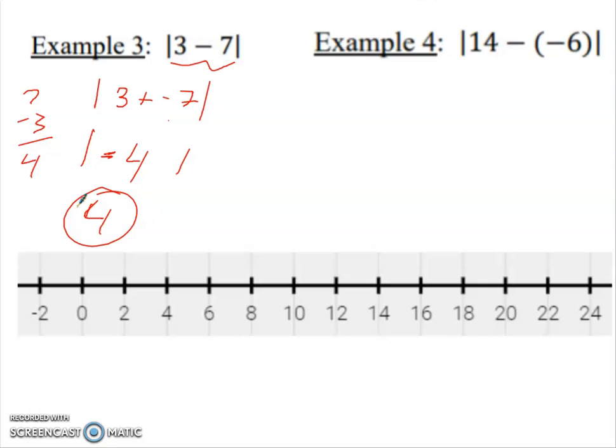For number 4, again, I want to change this to addition of the opposite. So the opposite of -6 is +6. 14 plus 6 is 20. So the absolute value of 20 is 20.